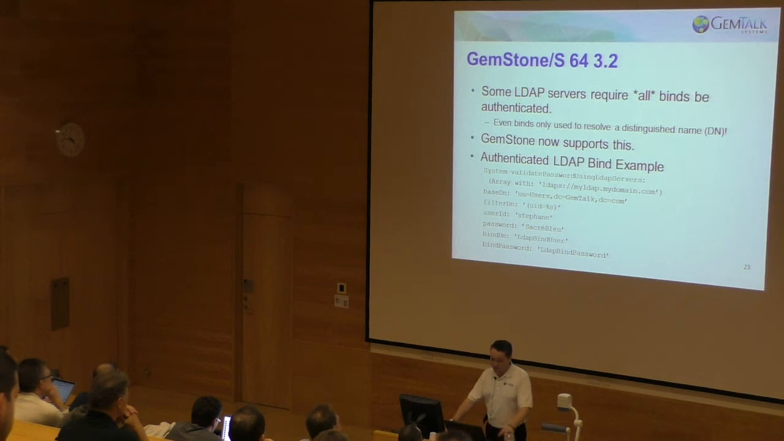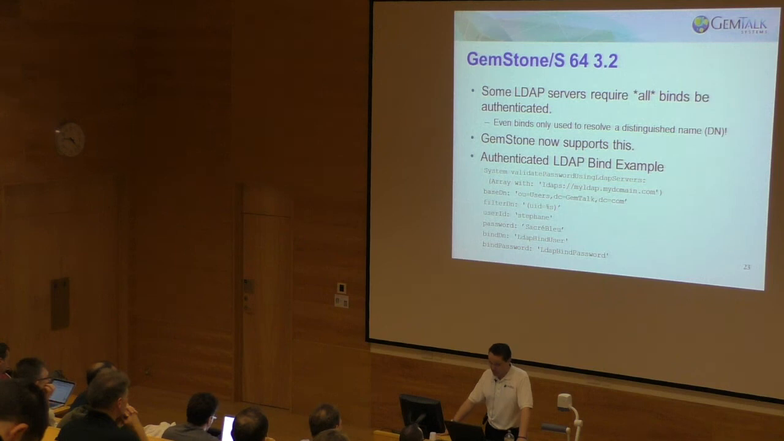So this kind of broke the way we did things a little bit, because our assumption was that that first bind that strictly did a lookup didn't need to be authenticated. You could do what's called an anonymous bind in LDAP, but we found out a lot of places just mandate, no, all binds must be authenticated, even if it's a well-known password. Fine. So we added some support for that in 3.2.